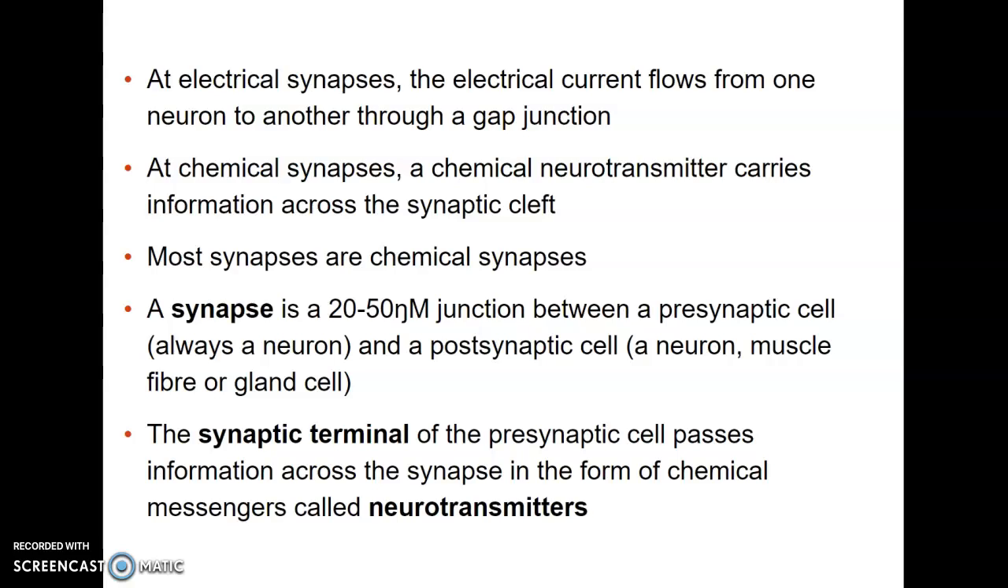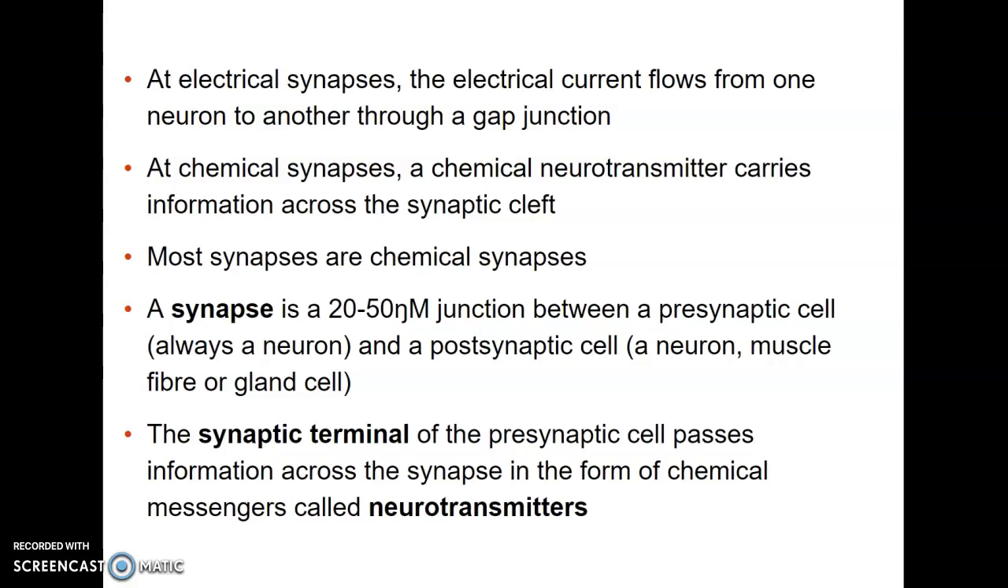So, what we're not going to talk about today is electrical synapses, and electrical synapses are just where the ions flow from one neuron to another through a gap junction. But instead, we're going to be talking about chemical synapses, where the wave of depolarization from the action potential, when it gets to the axon terminus, is going to cause the release of neurotransmitters or chemicals into the synaptic cleft and be sensed by the postsynaptic neuron. Most synapses are chemical synapses.